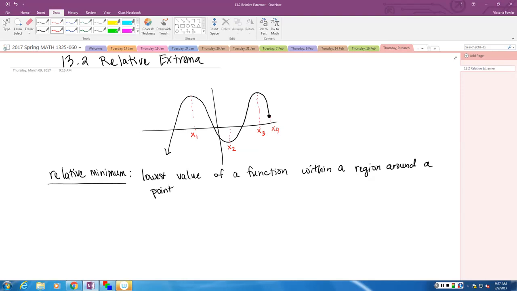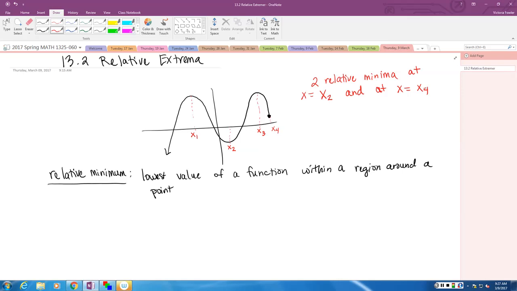Okay, so you might want to make some notes to the side that says we have two relative minima. And I'm going to write that as at x equals x2, and at x equals x4. You guys see why both of those are where the minima are occurring? We're looking at regions around the point.